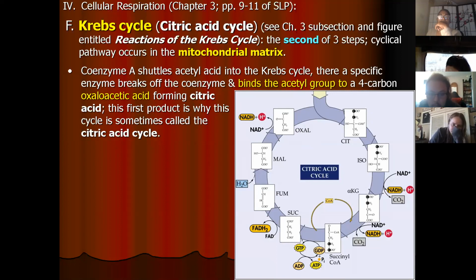I need for you guys to learn at least that. I'm not going to make you learn any of the isocitrate and alpha ketoglutarate or succinyl-CoA. I'm not going to make you learn the rest of them. Just that first one, because some textbooks call this the citric acid cycle, and you need to know why. It is the first product of the first reaction.